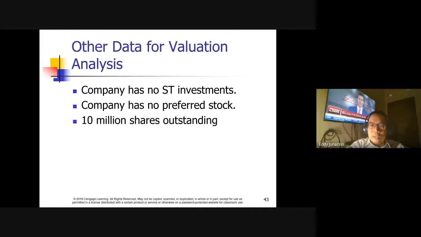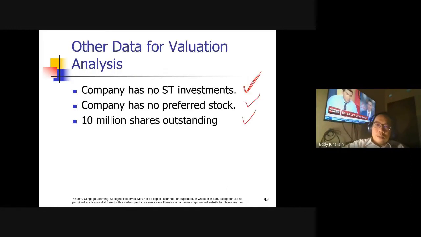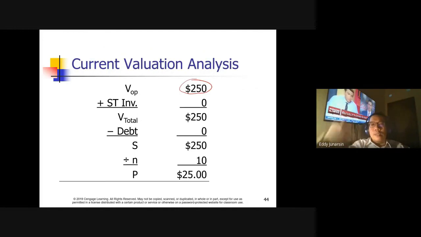And these are additional assumptions. We don't have any short-term assets like marketable securities or even cash, right? No preferred stock, and there are 10 million shares outstanding. Okay, so we put into analysis here. So value of operations is 250, calculated before, right? No short-term investments, no marketable securities or additional cash. So the value of the firm is 250.